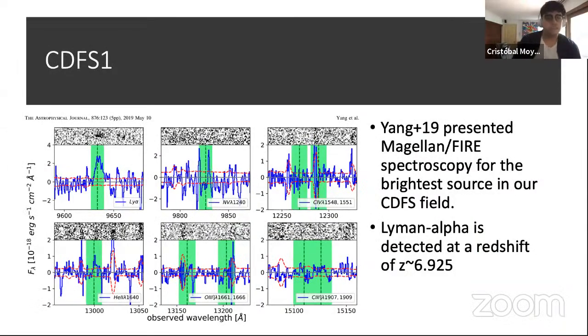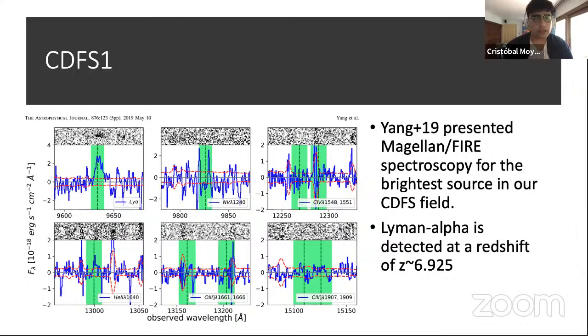So enter CDFS1. This is the object of interest. In 2019, Yang and collaborators presented Magellan FIRE spectroscopy for the brightest source in our Chandra Deep Field South. Lyman-Alpha is detected at a redshift of 6.925. The goal of this study was to find nebular lines and to see the structure of the Lyman-Alpha profile. No nebular lines were found.